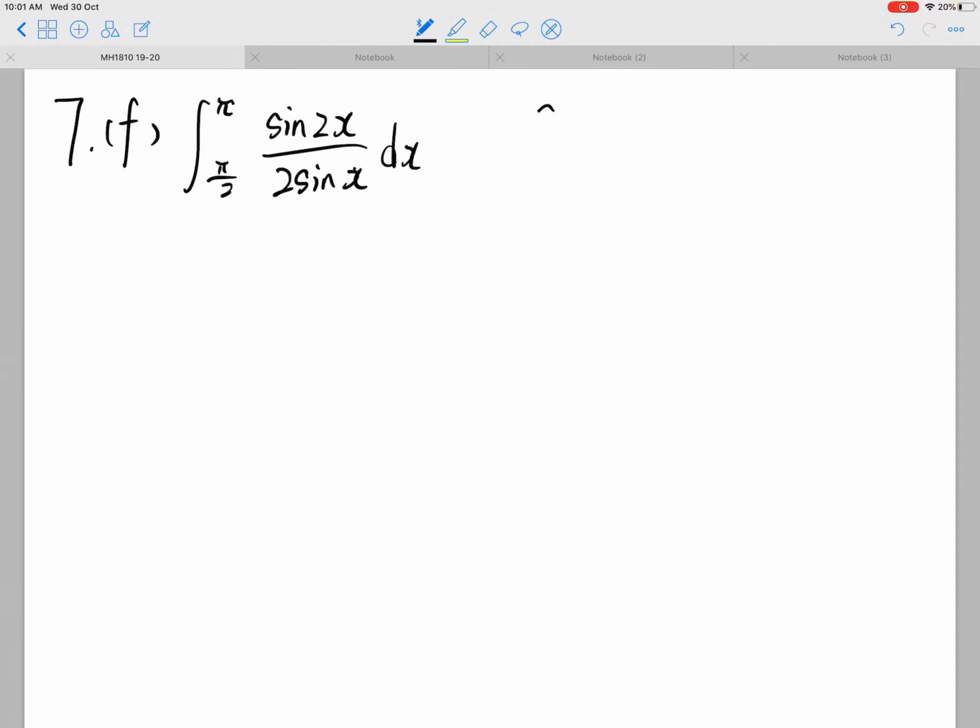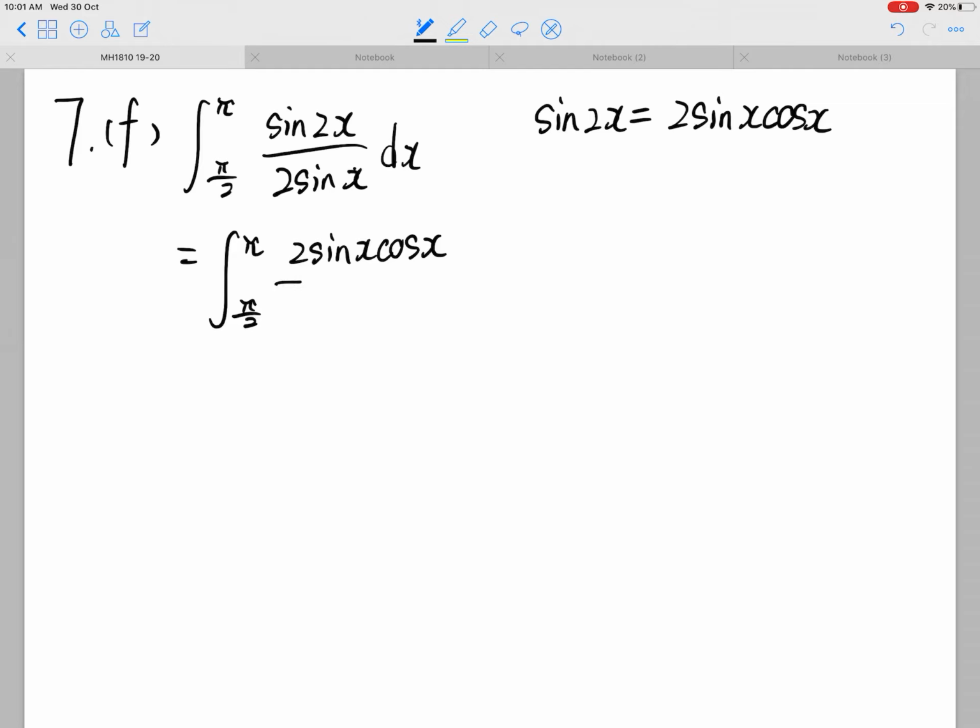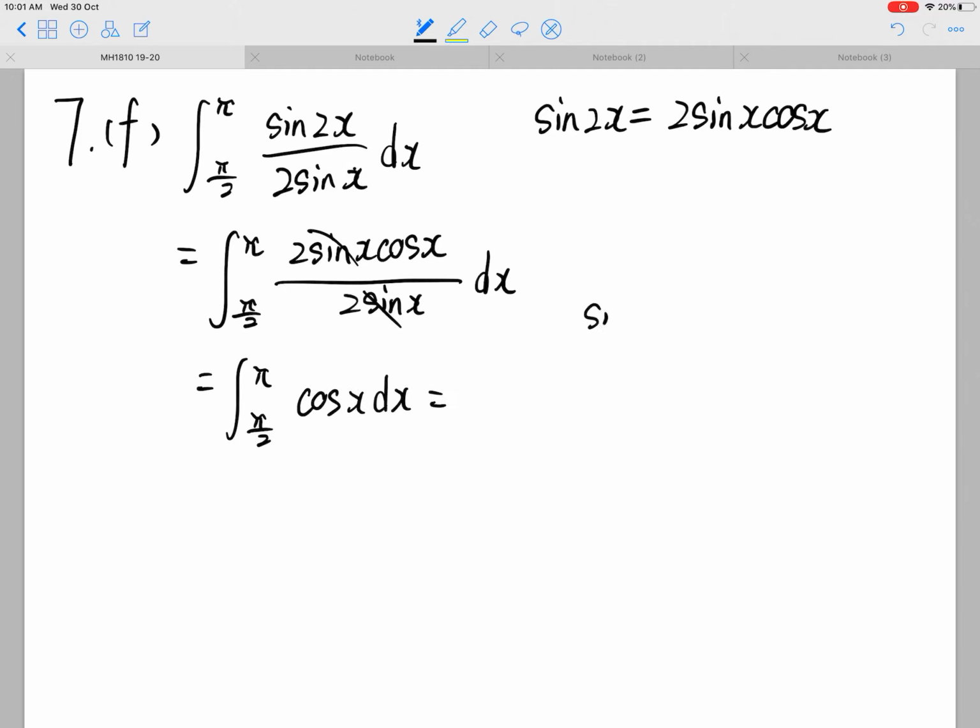Notice that sine 2x is 2 sine x cosine x, right? So if you change it to 2 sine x cosine x over 2 sine x, it's going to be much easier. So it's just the integration of cosine x, which is sine x, since sine x's derivative is cosine x.